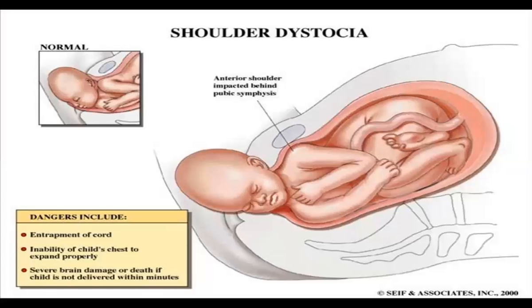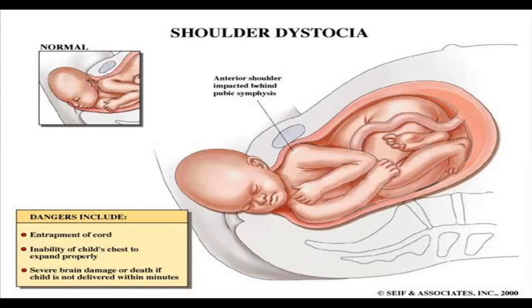Then we come to shoulder dystocia. In shoulder dystocia, the anterior shoulder is impacted behind the pubic symphysis, as we see in this diagram. The dangers include entrapment of the cord, inability of the child's chest to expand properly, and severe brain damage or death of the child may occur.